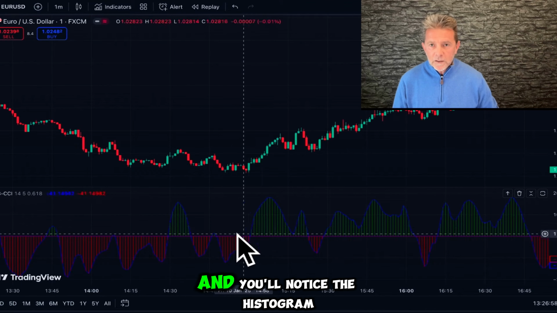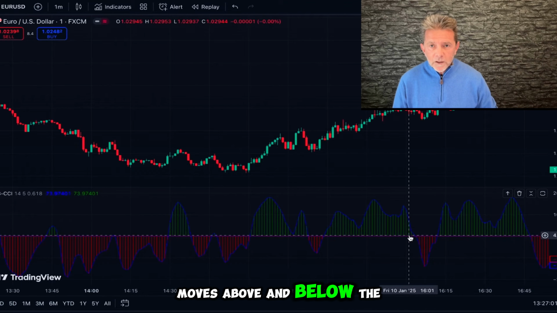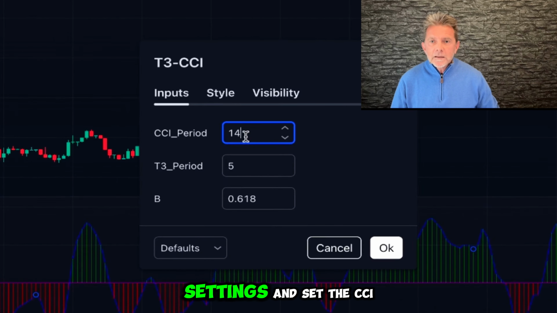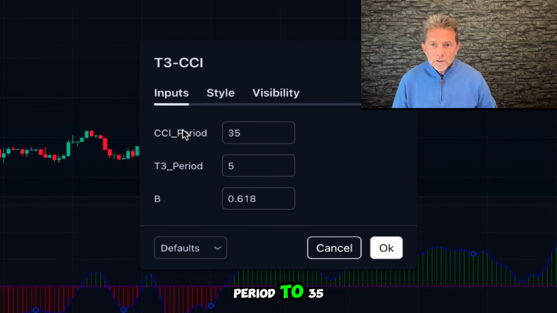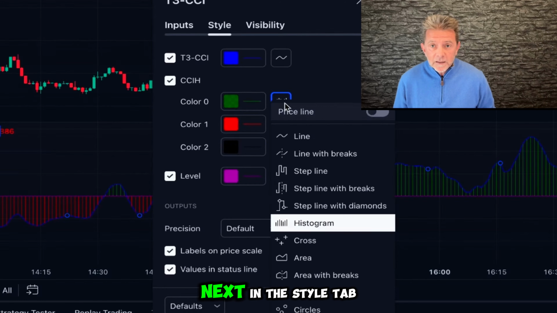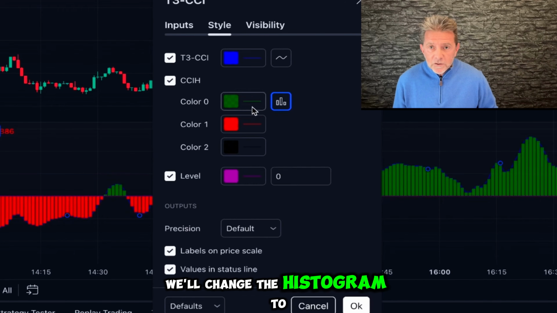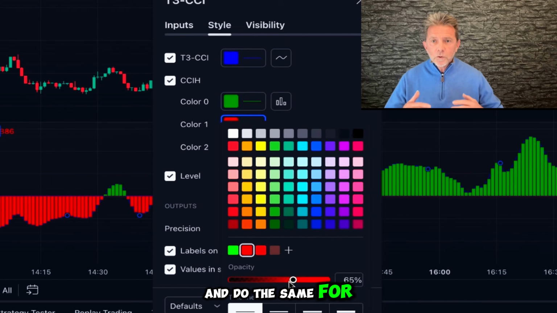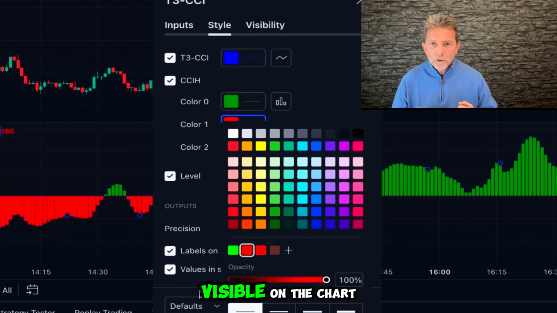This is an oscillator, and you'll notice the histogram moves above and below the center line, which is 0. First, let's go into the indicator settings and set the CCI period to 35, which will help filter out noise from the chart. Next, in the Style tab, we'll change the histogram to columns and set the green color's opacity to 100% and do the same for the red color to make the indicator more visible on the chart.